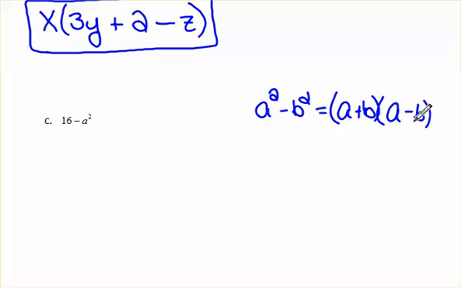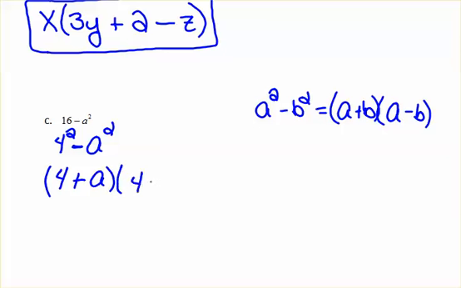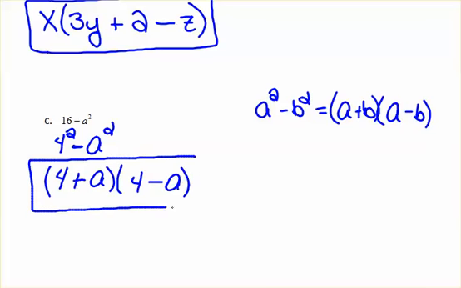We're going to use this fact in order to factor 16 minus a squared. First of all, you have to figure out what's being squared in order to get 16. That would be the same thing as saying 4 squared minus a squared. Now you can follow your pattern. We take our first thing, 4, plus the second thing, which is a, times the first thing, which is 4, minus the second thing, which is a. So this is how that factors.